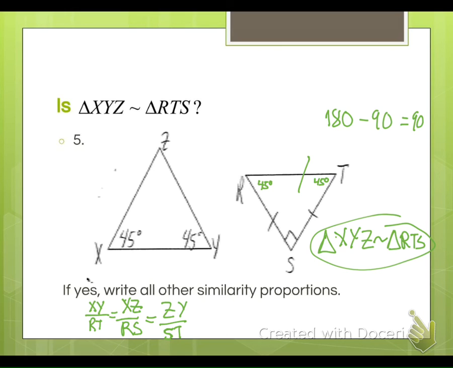And then I wrote all my angles that are congruent. So I did angle X is congruent to angle R. Angle Z is congruent to angle S. And angle Y is congruent to angle T. Oh, I didn't mean to get rid of it. Sorry.